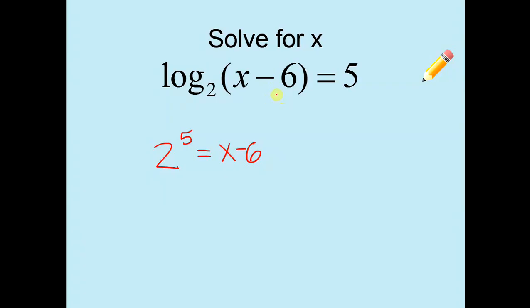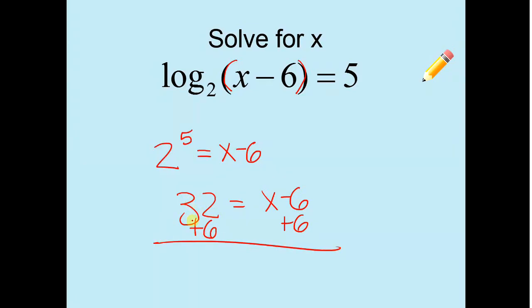Notice I didn't add 6 right away because it's inside the parentheses. If it would have been outside, I could have added it. However, when it's inside parentheses, you cannot. So now I got 2 to the 5th, that is 32. x minus 6. Gotta add 6 to both sides, it looks like. 32 plus 6, 38. x has to be 38. Not too bad, right? Basically, all we need to do is convert to exponential form.